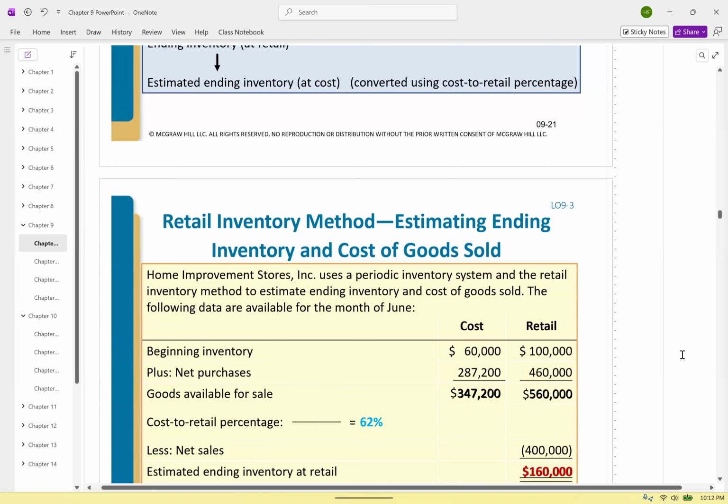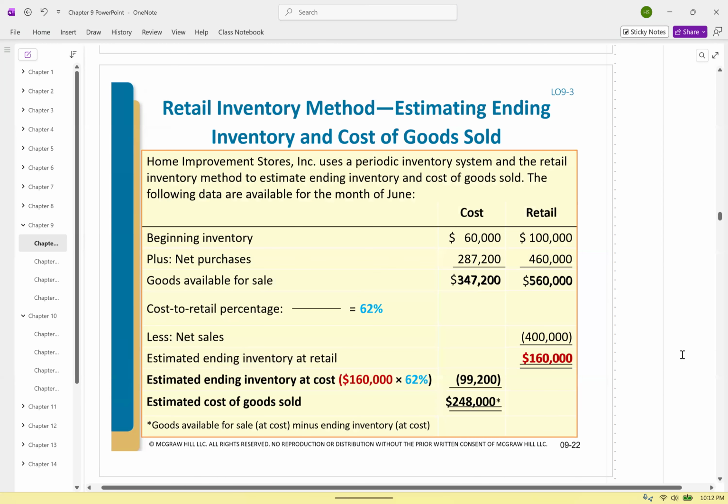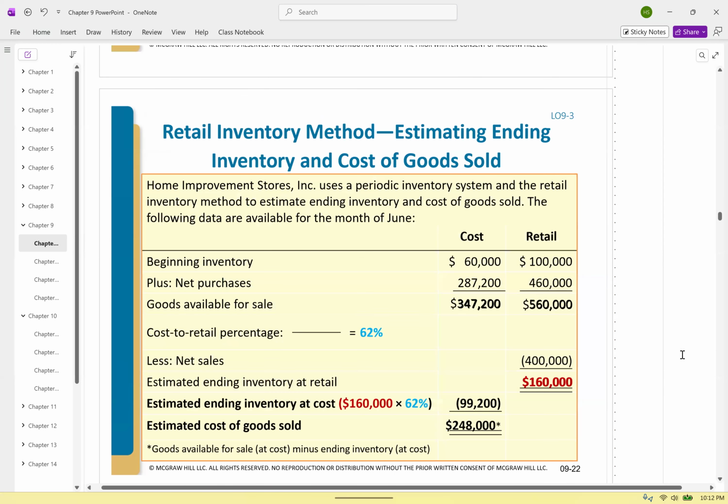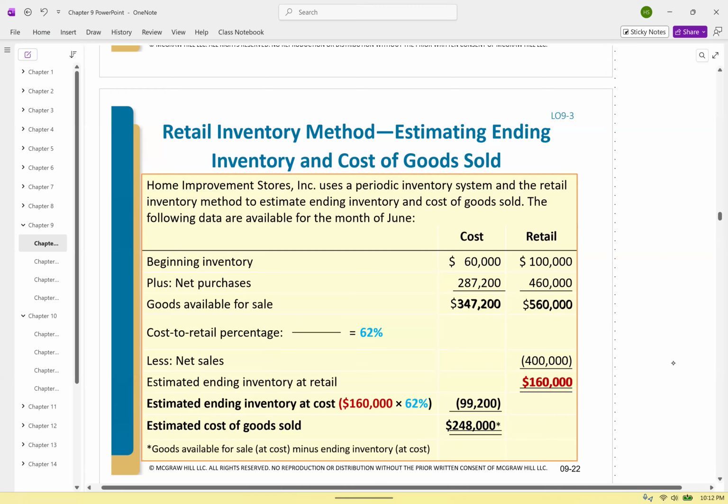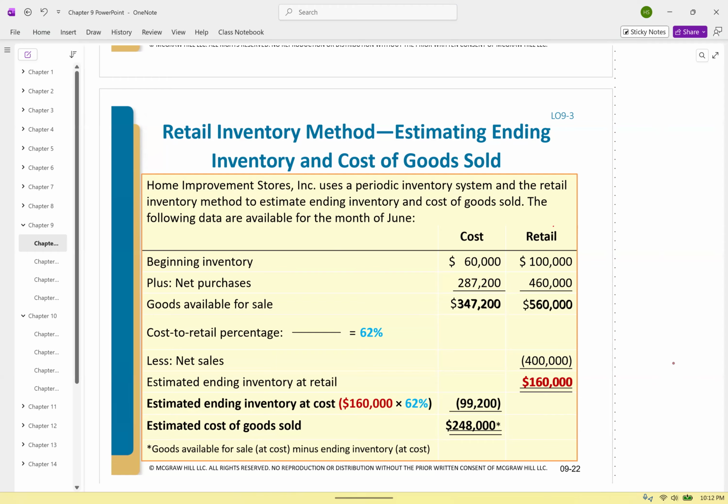Okay. So I do like the way they work it over here. I don't have a really easy way of going over to the other page and working it any easier. So we do start with beginning inventory, cost, and retail. For that, we have net purchases that will give us our goods available for sale in the cost dollars and in the retail dollars.